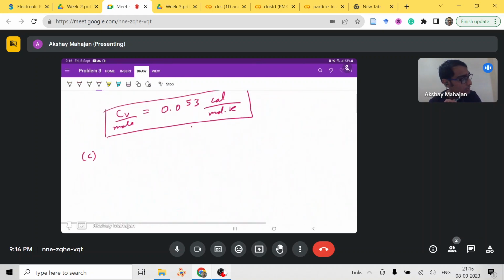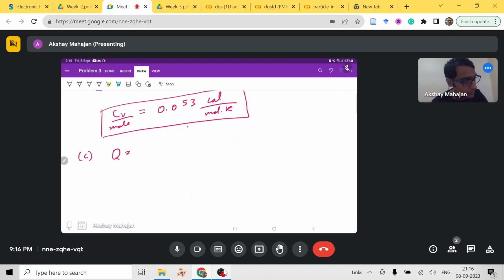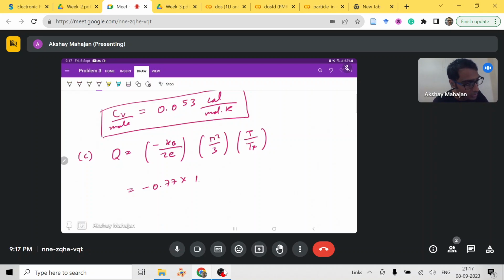So as given in the notes as well, that is given by minus kB upon 2e, the formula to determine Q. We will not go into the theory of this. The formula of this is given by this, divided by pi square by 3 T by TF. So here you just have to put all the values in SI unit, and the answer that you will get is minus 0.77 into 10 to the power minus 6.